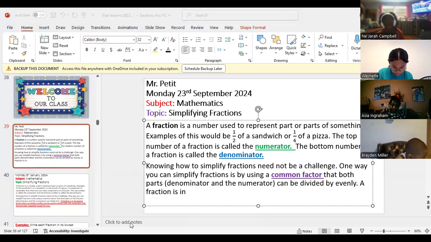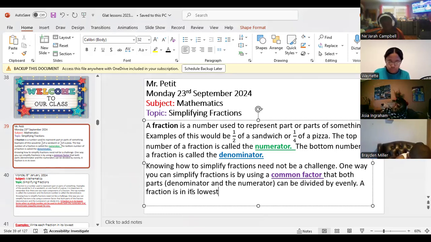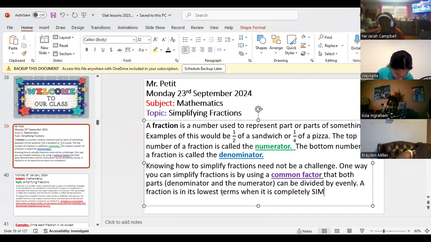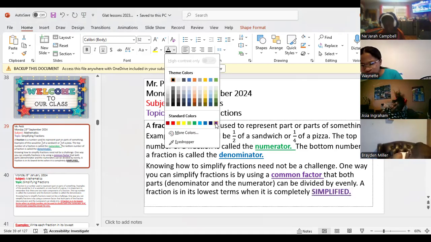Okay, I'm gonna explain it again. So when we say a fraction is in its lowest terms, a fraction is in its lowest terms when it is completely what? Simplified. That's what we mean when it's in its lowest terms. It's completely simplified. Which means that you can't find any other common factor that can go into either the numerator or the denominator. Right? It's completely simplified. Right? That's what we mean by it's in its lowest terms.